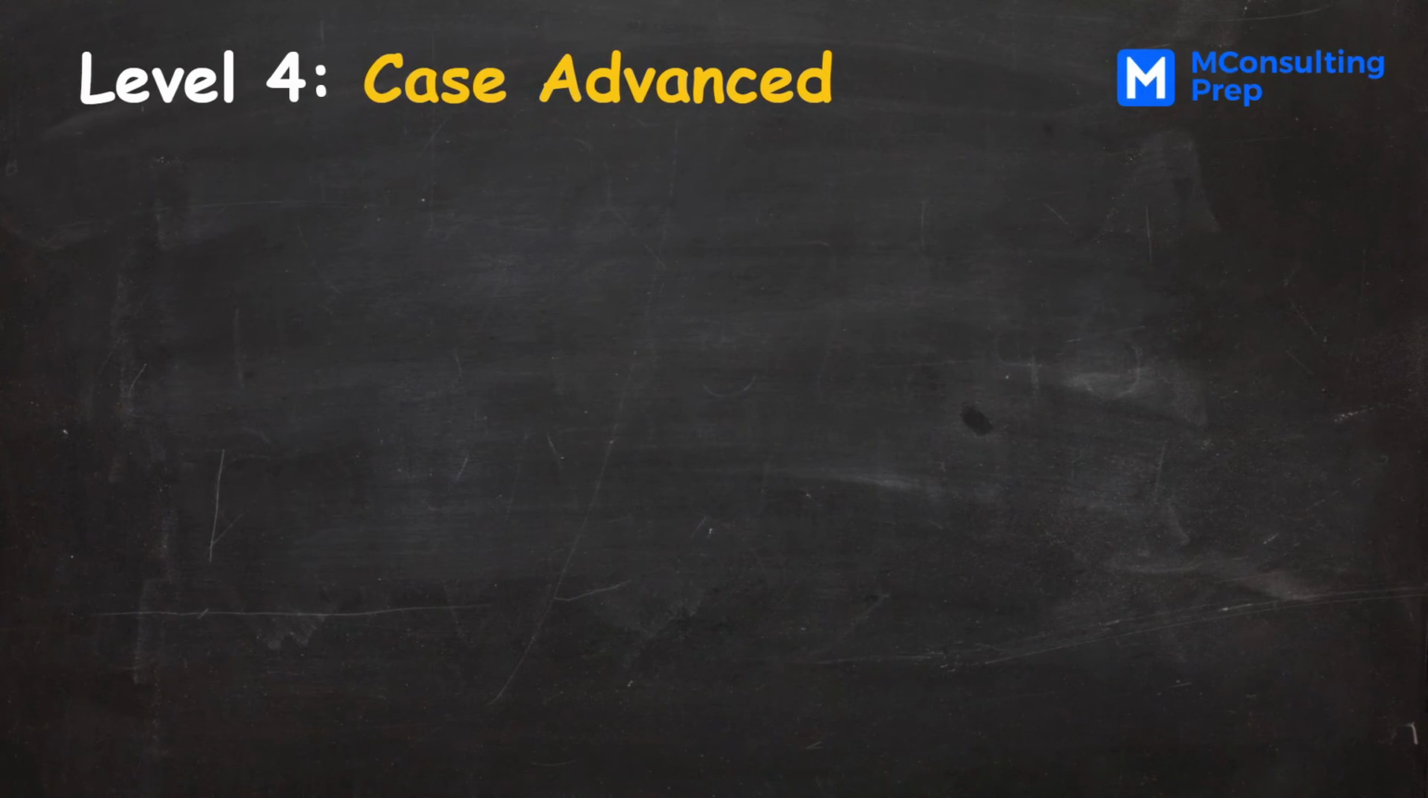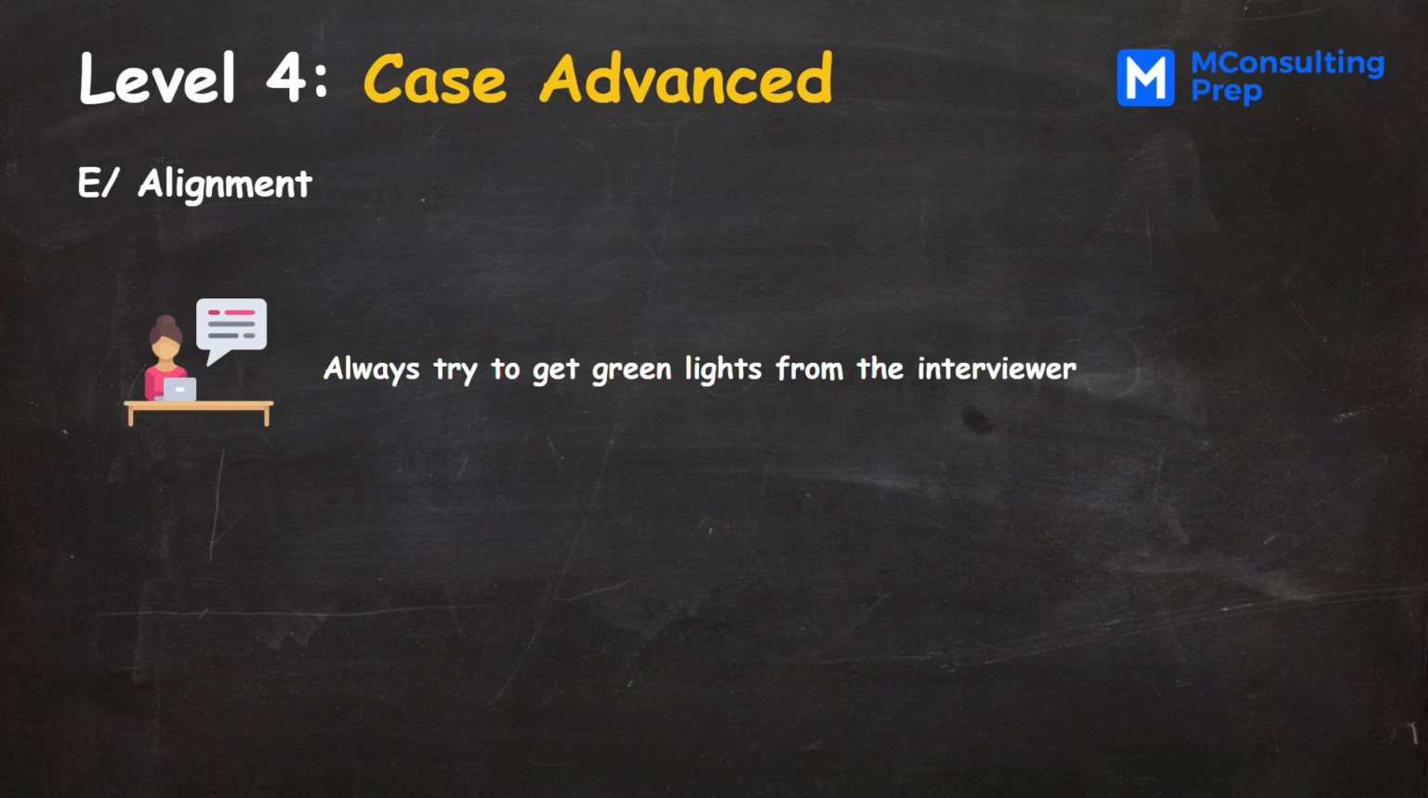E. The final tip to increase the likelihood of drawing spot-on issue trees is alignment. Always try to get green lights from the interviewer. This habit will continue long after you join McKinsey.